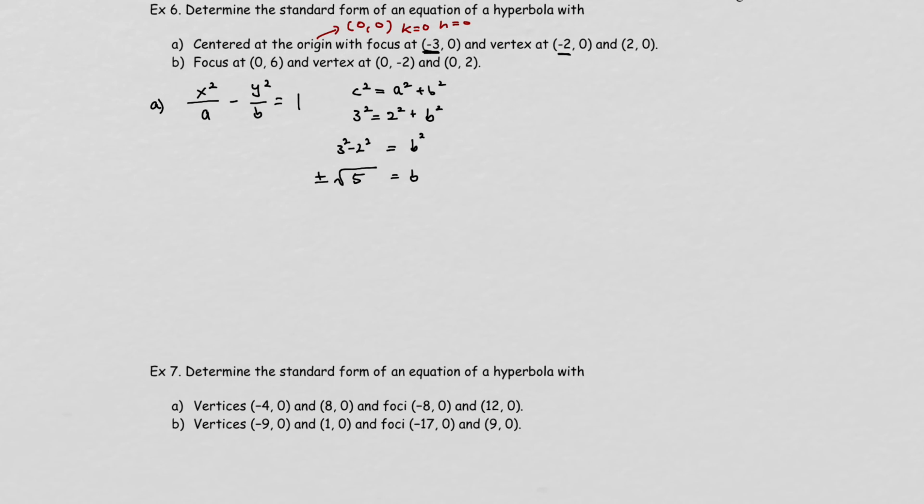Once we replace that, we will have x squared over a squared, which is 4, and then minus y squared over the square root of 5 squared, which is 5, equals 1. And that will be the solution or equation with the A conditions.